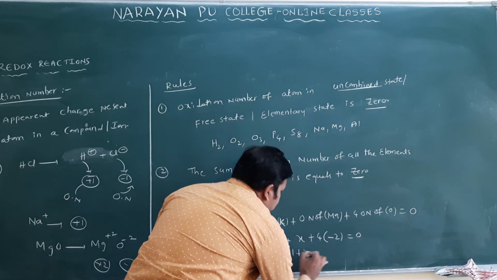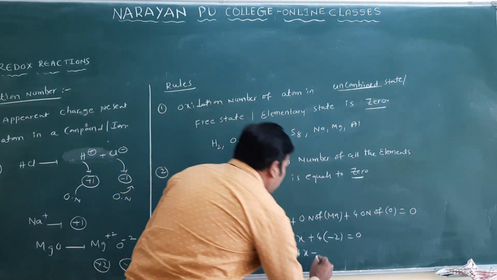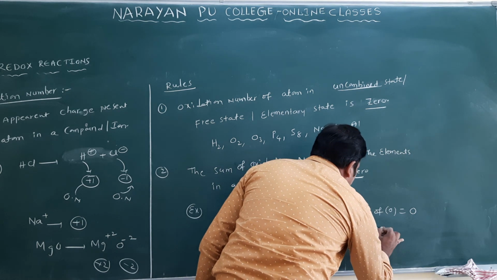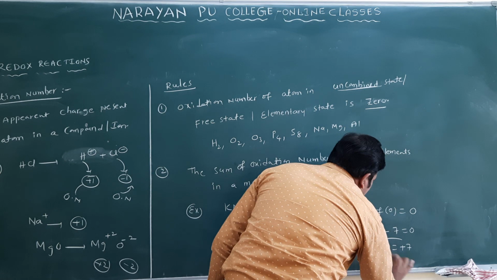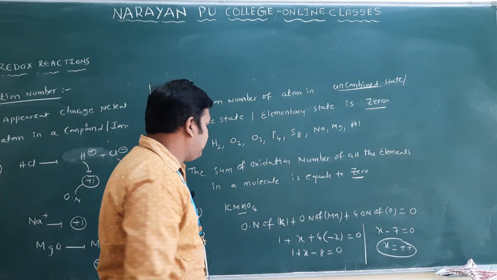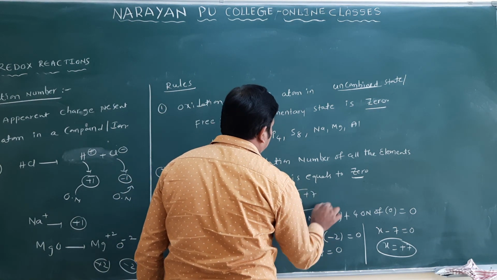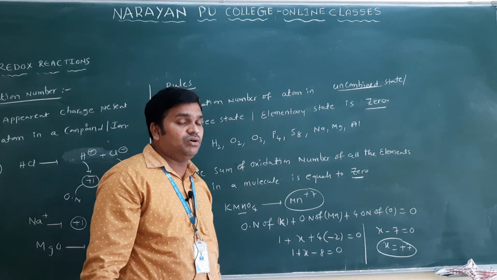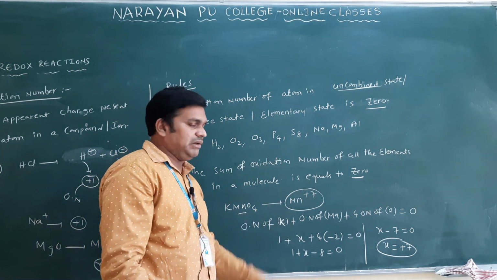1 plus X, 4 into 2 how much? 8 only. Plus into minus, minus. So 1 plus X minus 8 is equal to 0. From this I will write X minus 7 is equal to 0. So X equal to how much? X equal to plus 7 only. So what is the oxidation state of Mn in KMnO4? Mn oxidation number, how much did you get? This is plus 7 only. So this is the explanation for the second rule. In this way we have to find out the oxidation number for the molecule. If they are given, we can apply this rule.